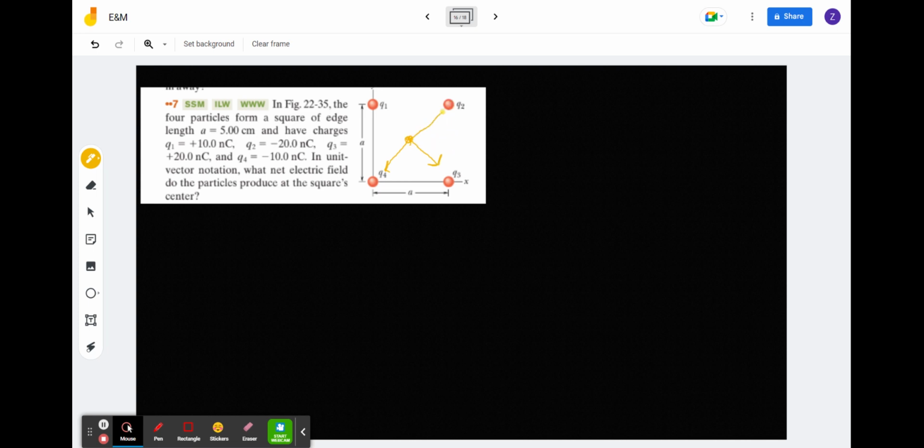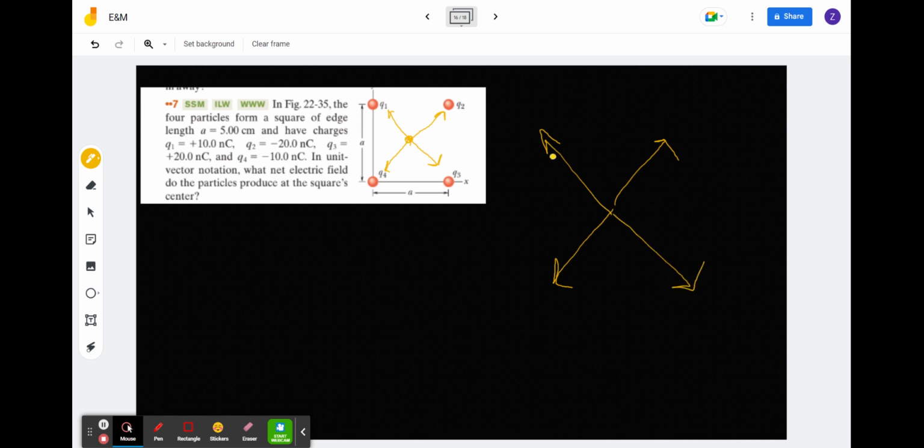Q2, again, will be attracting with a certain magnitude, bigger than the magnitude of Q4, and Q3 will once again repel in the direction. So we have these four vectors, and what we need to do with them is add them up.